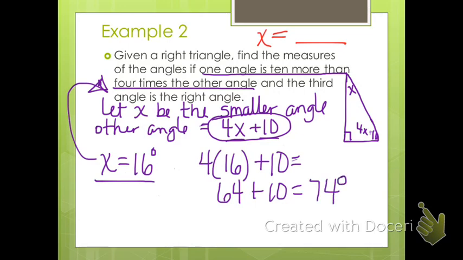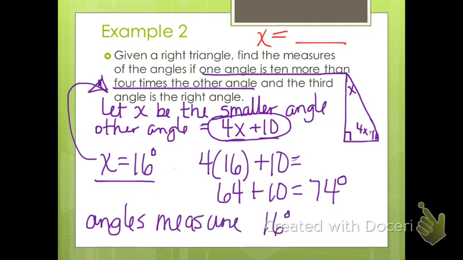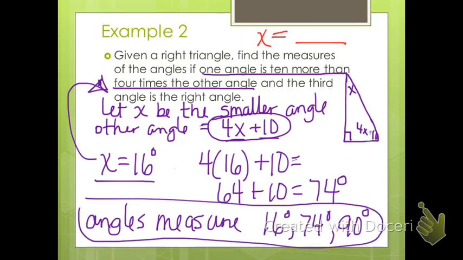So the angles in this triangle measure 16 degrees, 74 degrees, and 90 degrees. I should double check to make sure that 16 and 74 add up to 90, and they do, 80, 90. Okay, so there is my solution. Now I could have guessed and checked that, but solving the equation was pretty straightforward also.